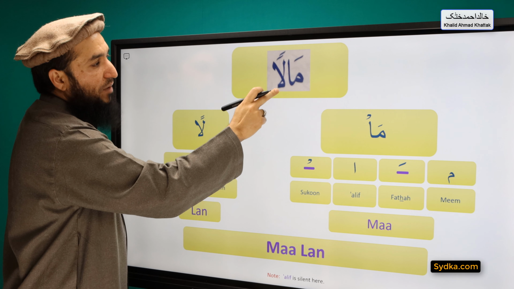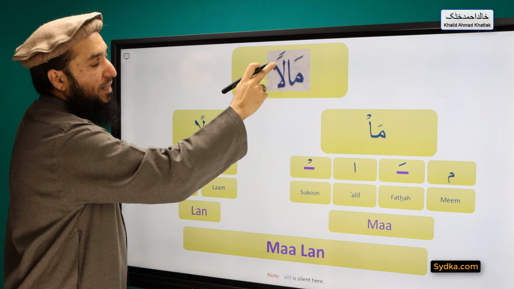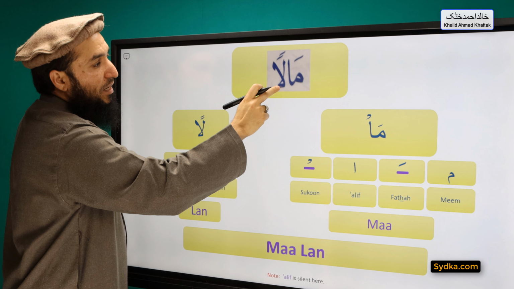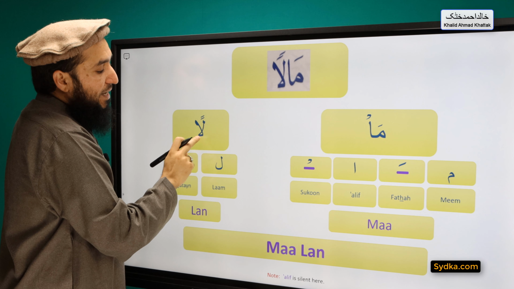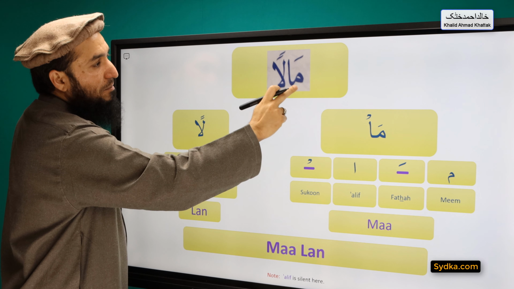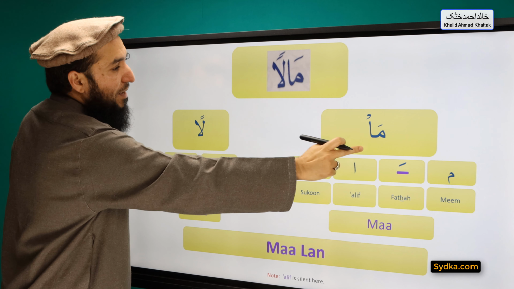The next syllable we have is lam fathatain, lan, and this alif is silent here. Lam is a light letter in this case, and it has fathatain on top of it. Lam fathatain, lan. Combining these 2, we have malan, malan, malan.